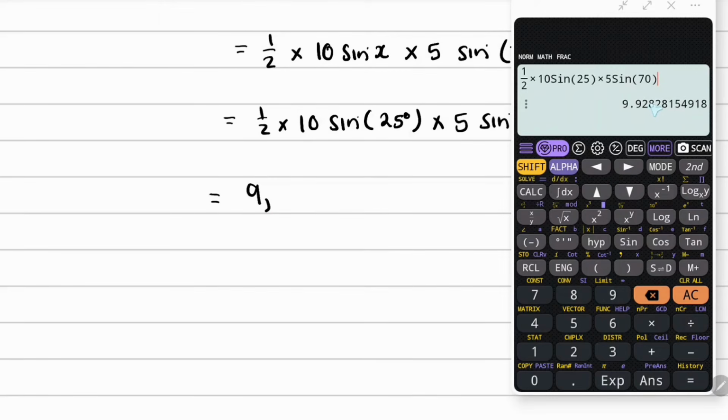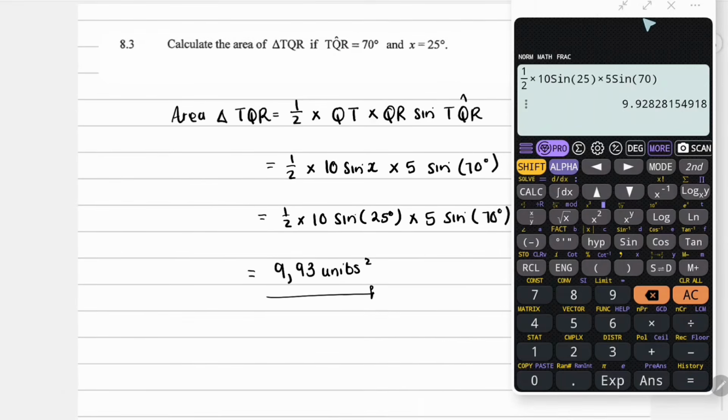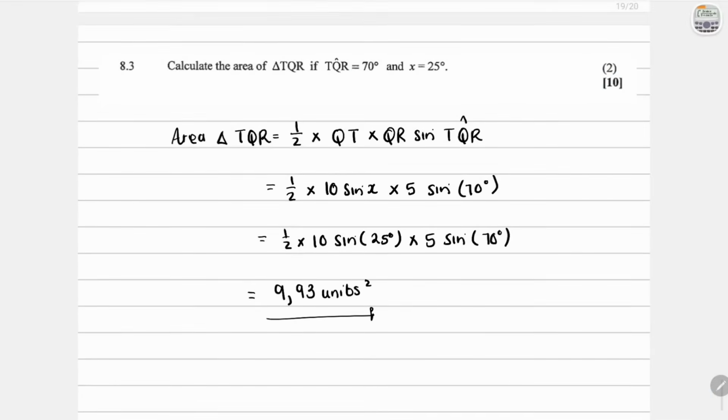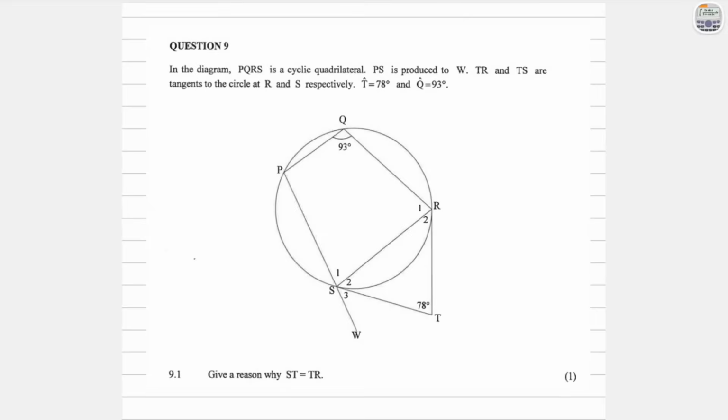So adding a 1 to the 2 there, that is 0.93 units squared. And that is the area of triangle TQR. And that is it for question 8.